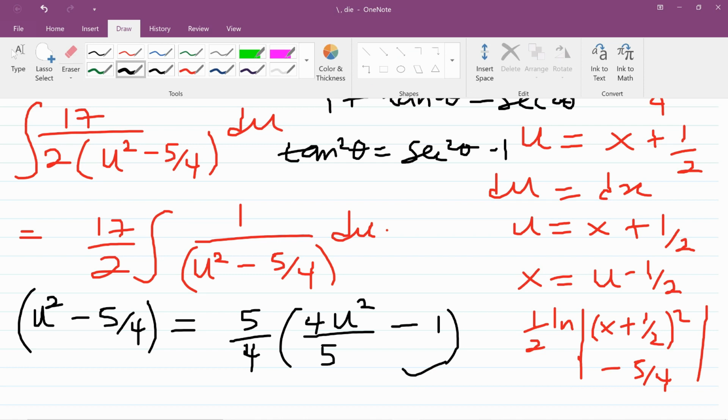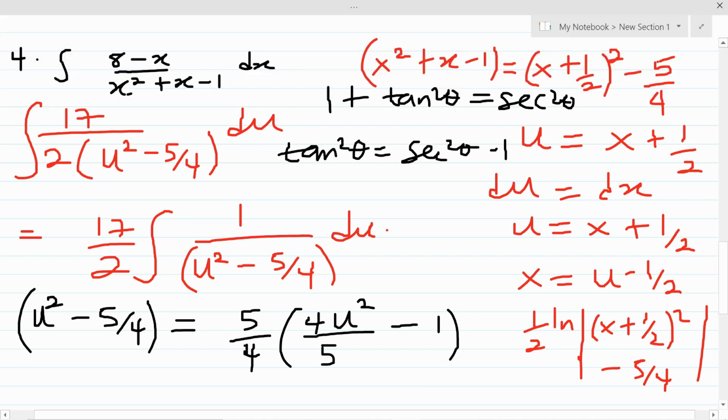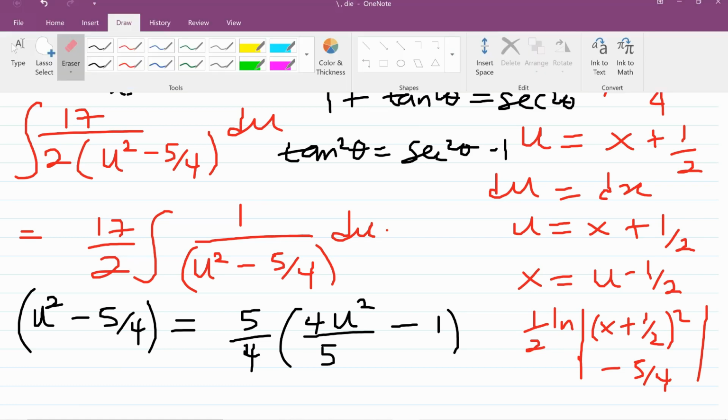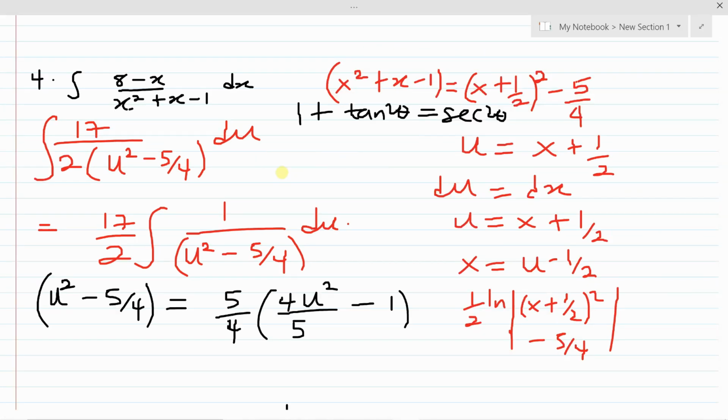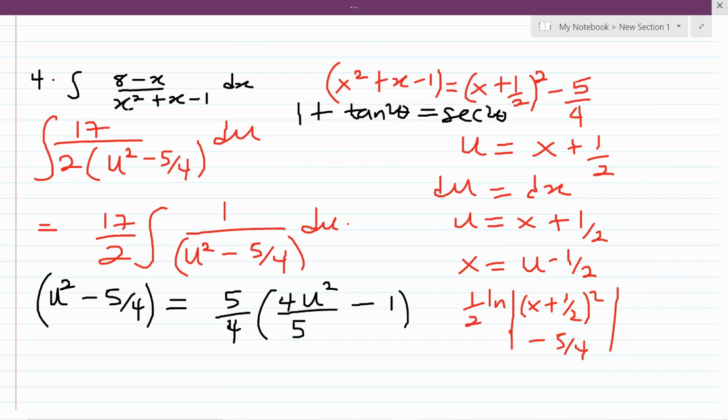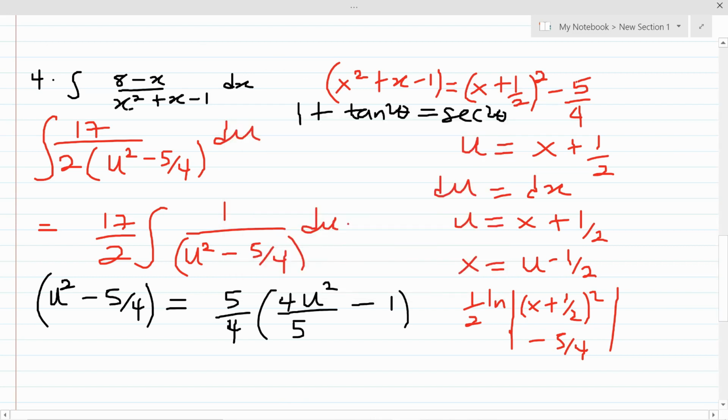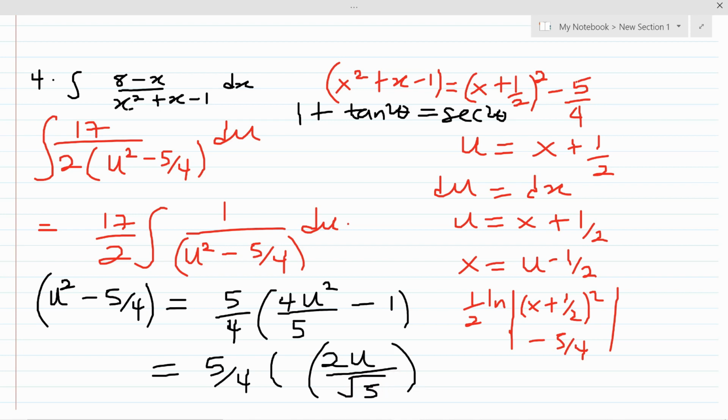Now if you consider 4, 4 is the square of 2, and 5 is the square of the square root of 5. Alright, so let's see. So this whole thing then becomes 5 on 4, then into brackets 2u over square root of 5, all squared. I hope this is cool because if I square this, I'll get back 4u squared over 5, minus 1.